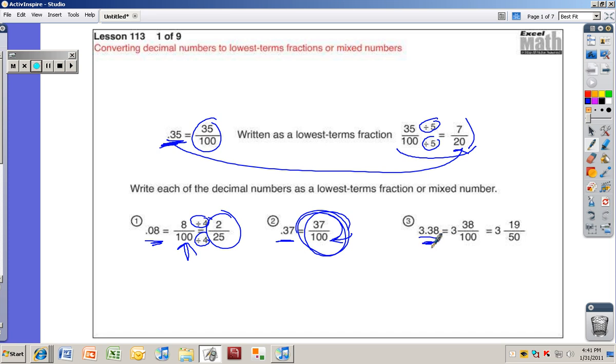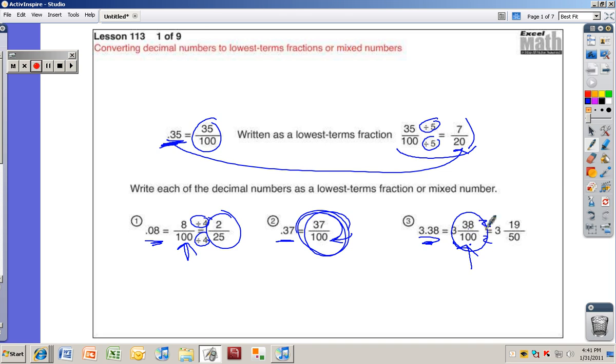Here's 3 and 38 hundredths. Notice how they wrote 3 and 38 hundredths as a, what's that called? Fraction. Whole number and fraction. What do you call it? Mixed number. Good, mixed number. Okay, so can you divide both of these by the same number? No. 38 and 100. What can you divide them both by? 2. They're even. Anytime you have two even numbers, you can always divide it by 2, right?